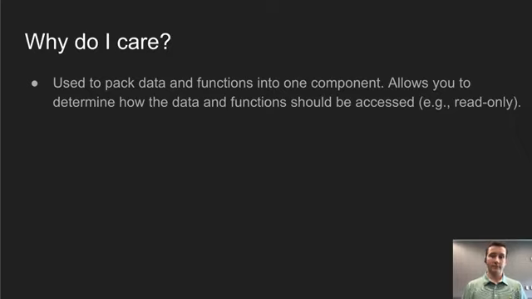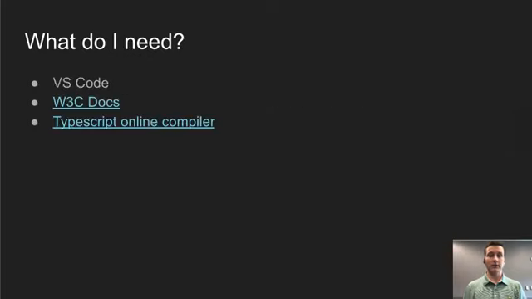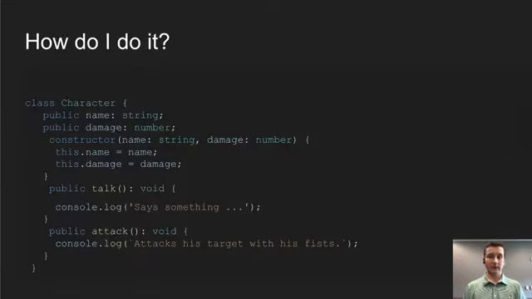So why do I care? These are used to pack data and functions into one component and allow you to determine how the data and functions should be accessed. For example, read-only. What do I need? VS Code, W3C documentation, and the TypeScript online compiler. How do I do it? Take the example above and use it to create a character with a damage setting, then log the object to the console.